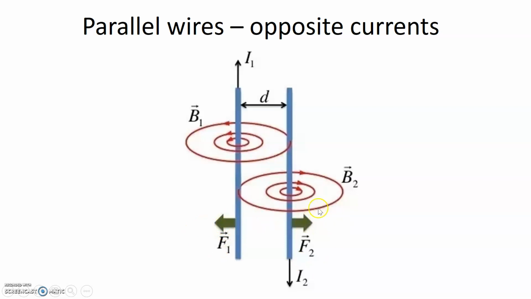What we see is that when we have wires with currents going in opposite directions, they push apart from each other. So the forces from the magnetic fields around those wires push them away.